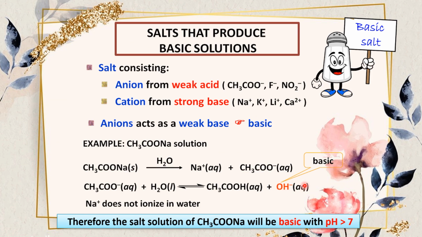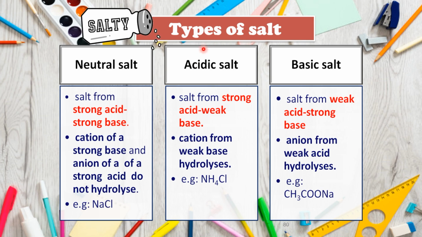And this reaction is reversible since the anion came from weak acid. Right, so because the product formed is hydroxide ion, sodium ethanoate is a basic salt with pH greater than 7. Right, so we can conclude that there are 3 types of salt. That is neutral salt, acidic salt, and basic salt.